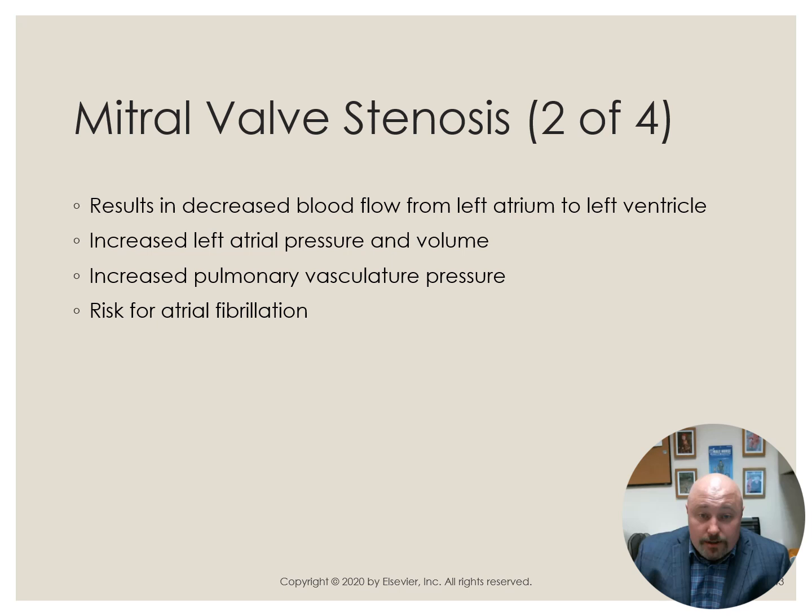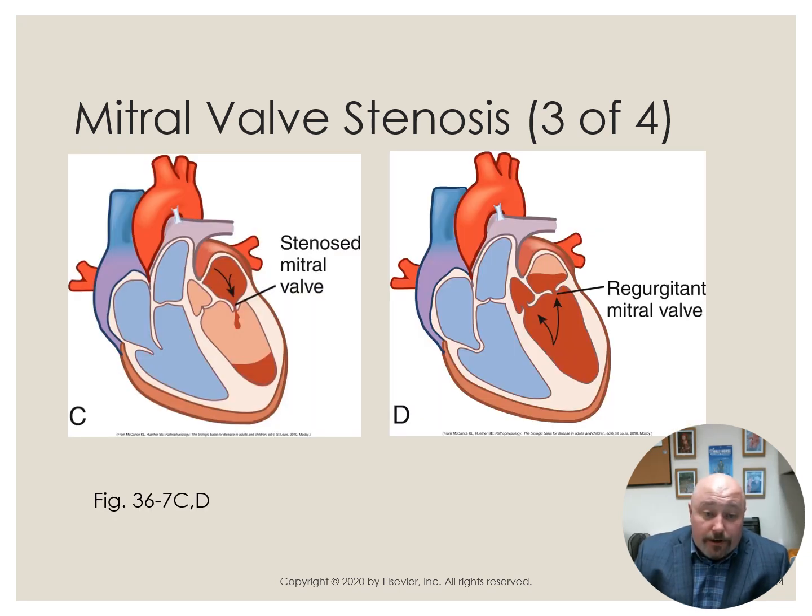Mitral valve stenosis results in decreased blood flow from the left atrium to the left ventricle. It also causes increased left atrial pressure and volume. This results in increased pulmonary vasculature pressure and a risk for AFib. Here in figure 36-7C and D, we have a stenosed mitral valve on the left and a regurgitant mitral valve on the right.